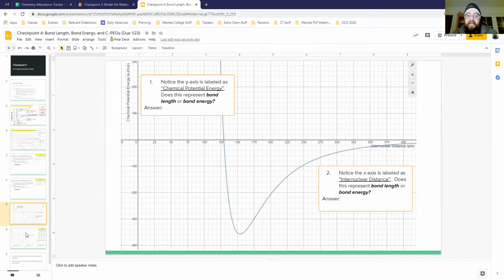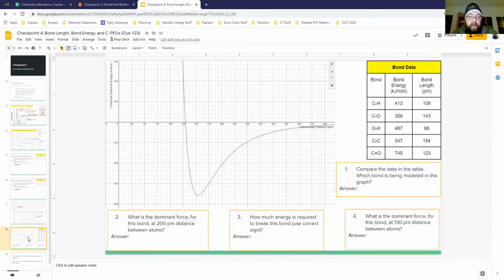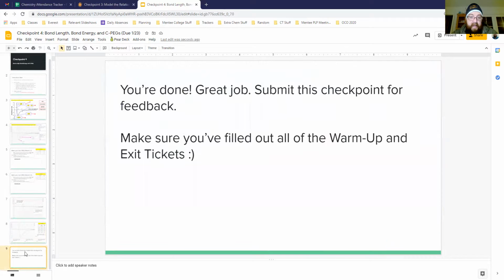And then slides 7 and 8 just have different questions of interpreting these graphs. So we're just trying to make sure that you are going to be solid on reading these graphs, creating these graphs, and knowing what they're supposed to tell us and what they are modeling themselves. So that is that. When you're done, make sure you submit the checkpoint.